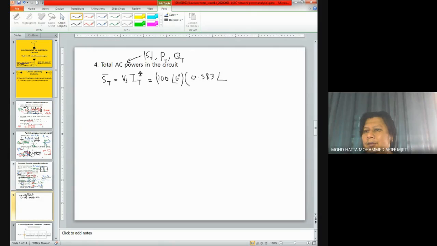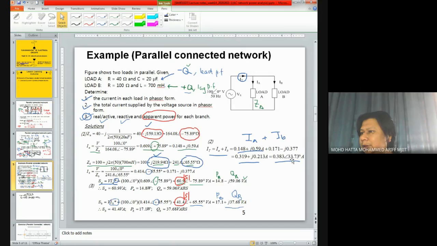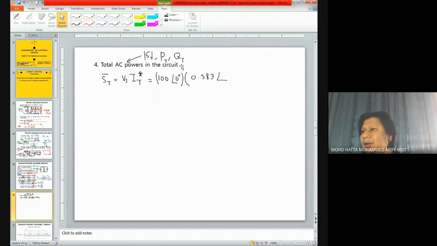0.383 with the angle of, here we have positive 33.73. Since we need a conjugate value, here we're going to have negative 33.73. And if we multiply 100 times 0.383, we have 38.3. And the angle here we have negative 33.73.